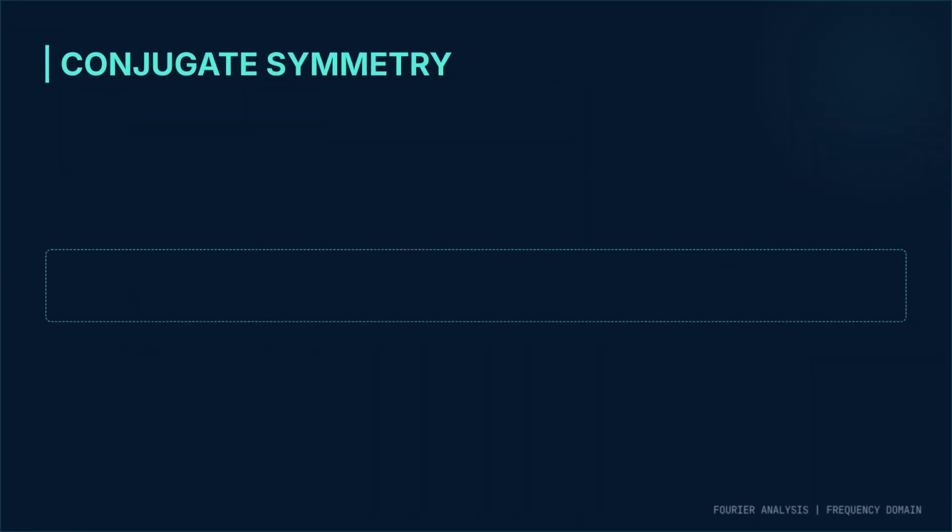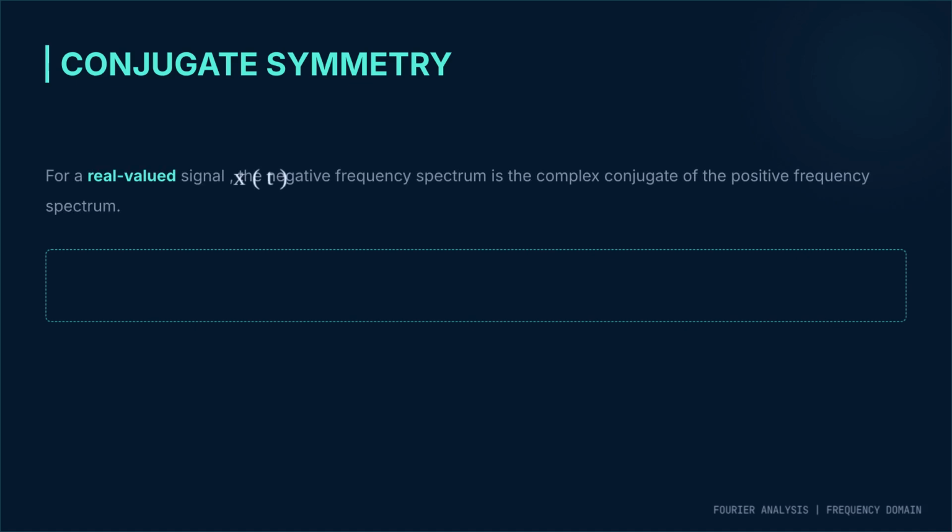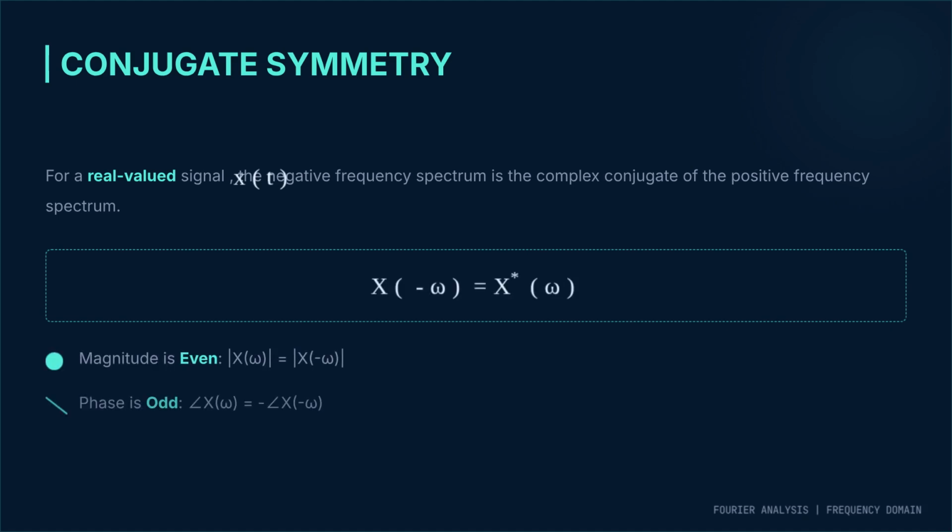Conjugate symmetry is vital for real-valued signals. The negative frequency spectrum is the complex conjugate of the positive frequency spectrum. This implies the magnitude is even and the phase is odd.